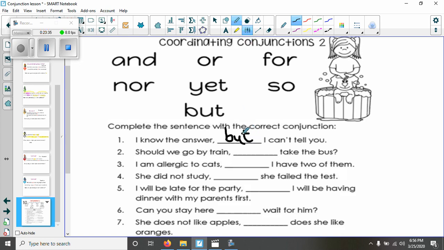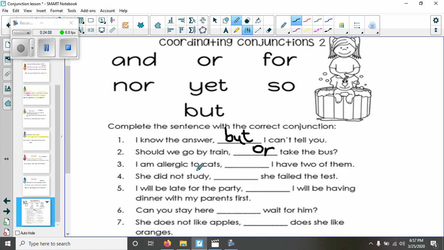Okay. Next. Should we go by train? Take the bus? Here we have alternatives. Let's ask ourselves a question. Is it a negative alternative? Do we have any negative here, like neither, or an apostrophe t, or not? No. So we have nor or or. Should we go by train? Fantastic. Or take the bus?